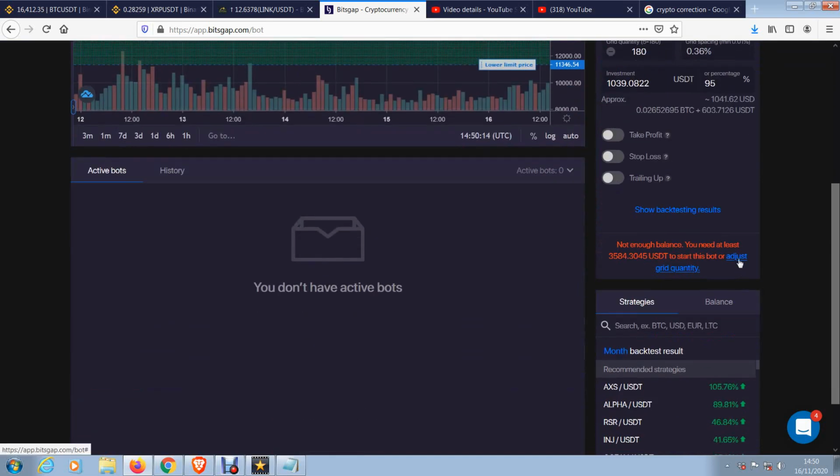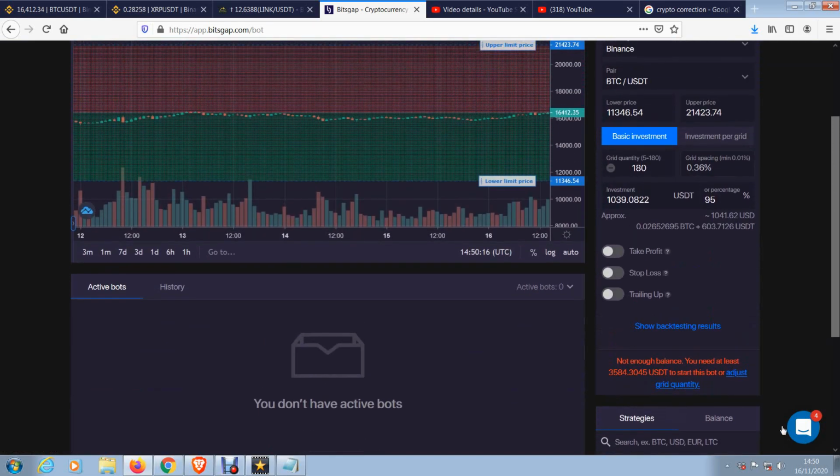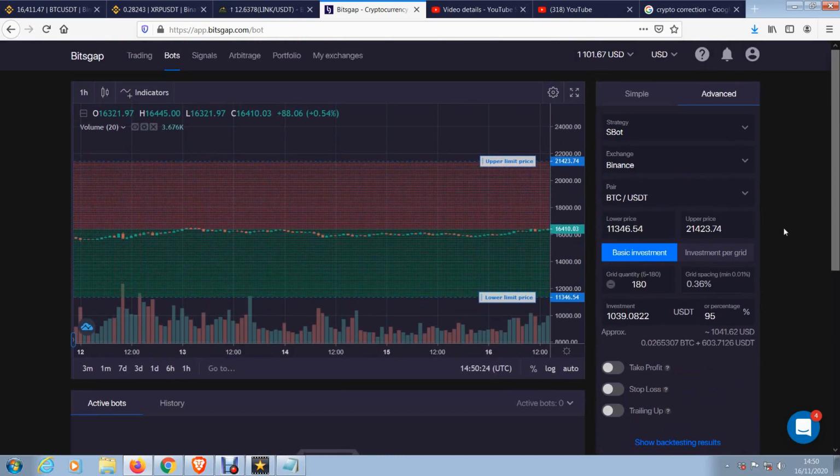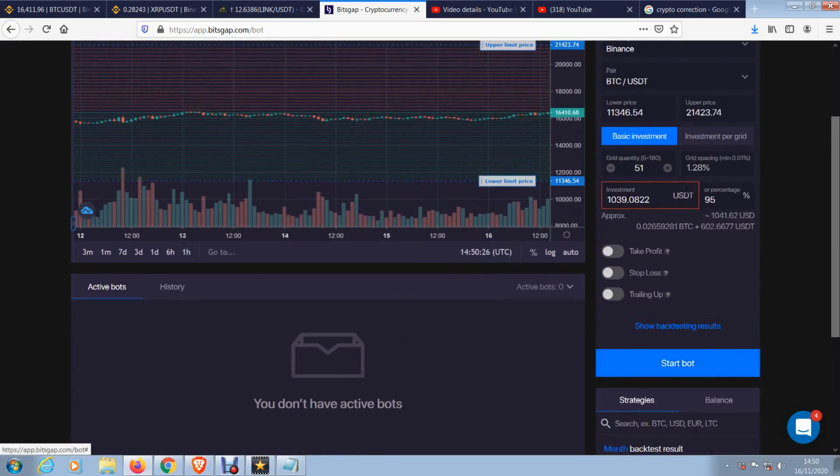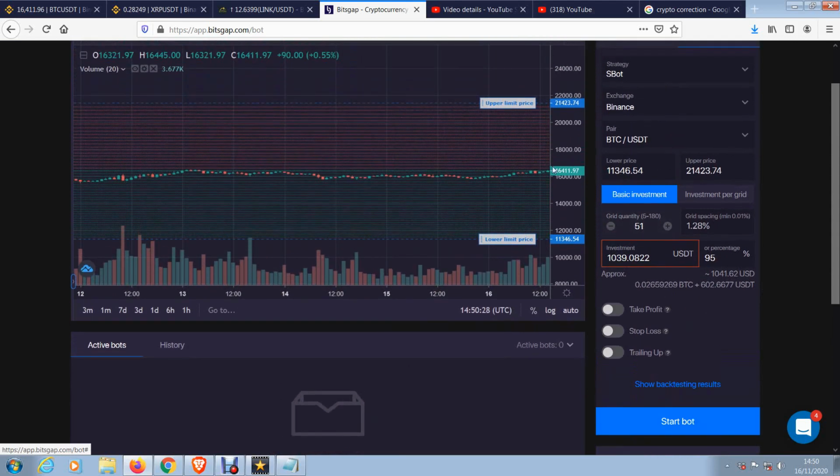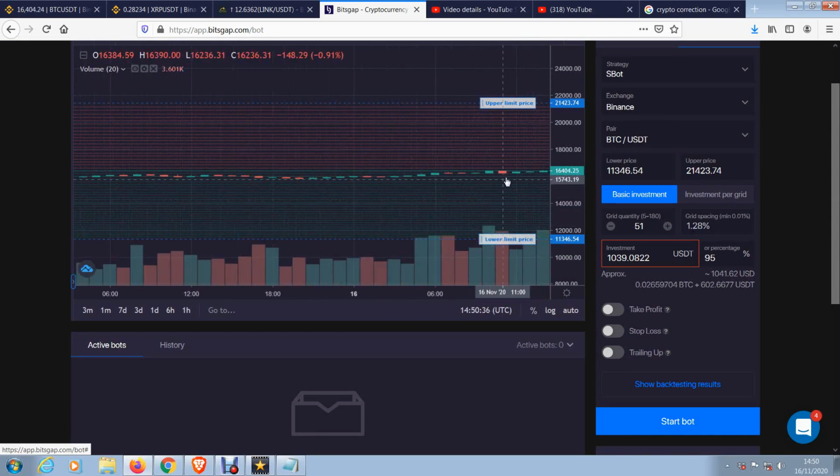Now I don't have that, I've only got 1,000 or just over. So I could press adjust grid quantity. When I press this, it will change these settings to a more appropriate grid spacing for the investment size I've got in my account. So we press this, and now we've got 51 grids available representing buys and sells at a spacing of 1.28%. So it means that there'll be fewer buys and fewer sells depending on the volatility. If this was a highly volatile asset, that would be perfectly fine.